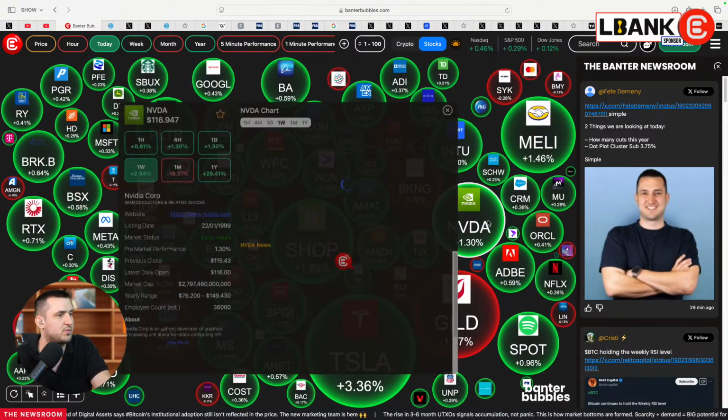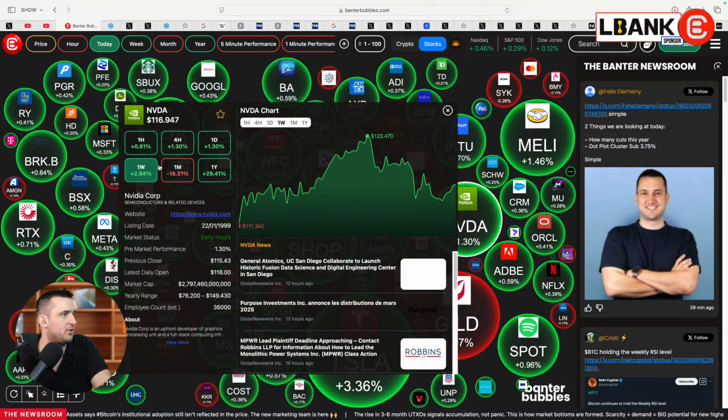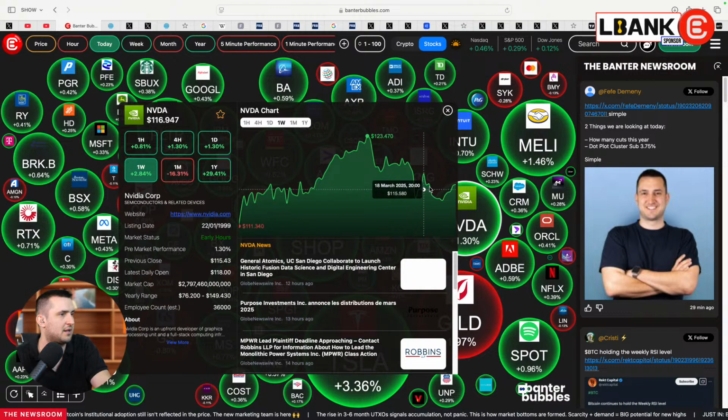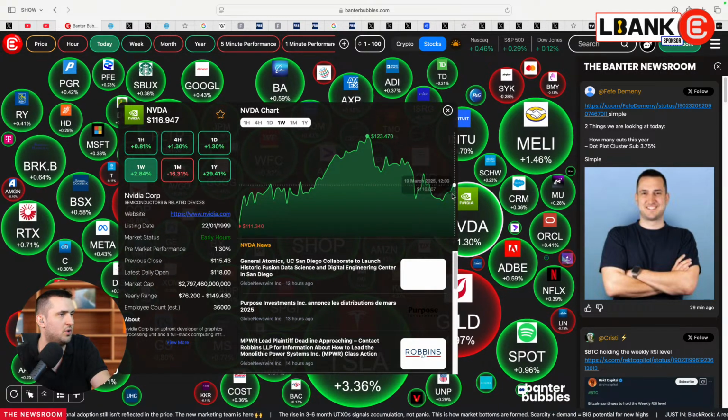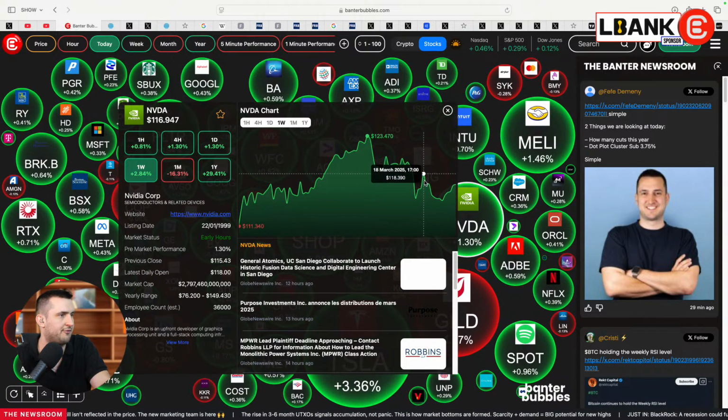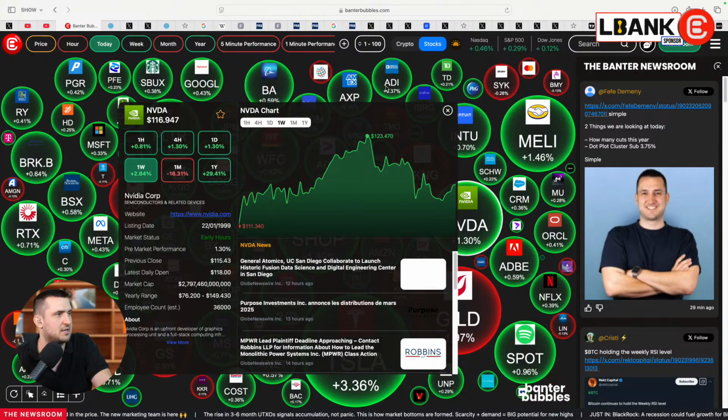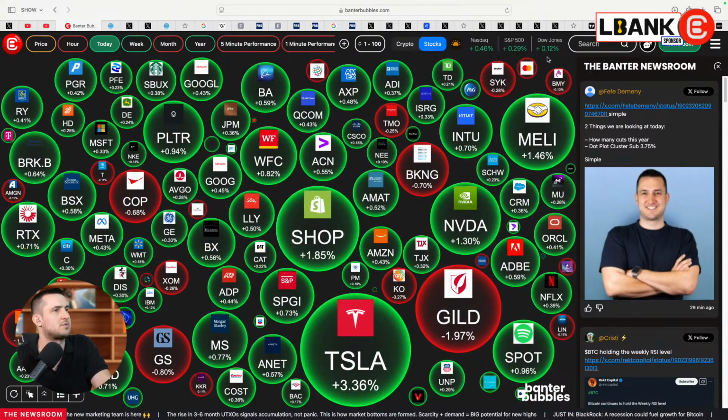What did NVIDIA do, by the way? It's up 1.3%. It had a little bit of a dip after this whole announcement or conference, which is normal, but it's up 1.3%. It's not bad at all. So as you see, you can do stocks as well.